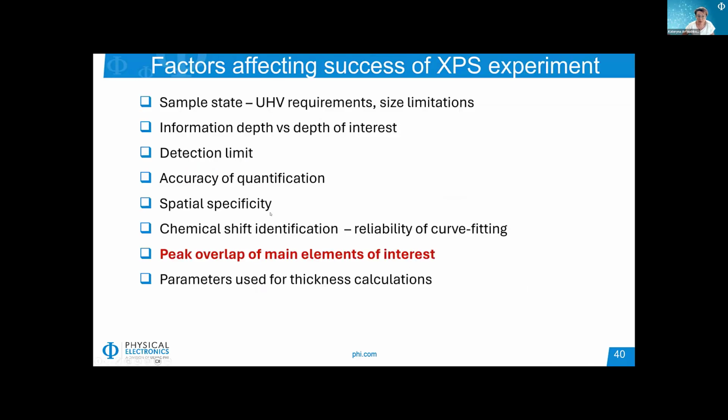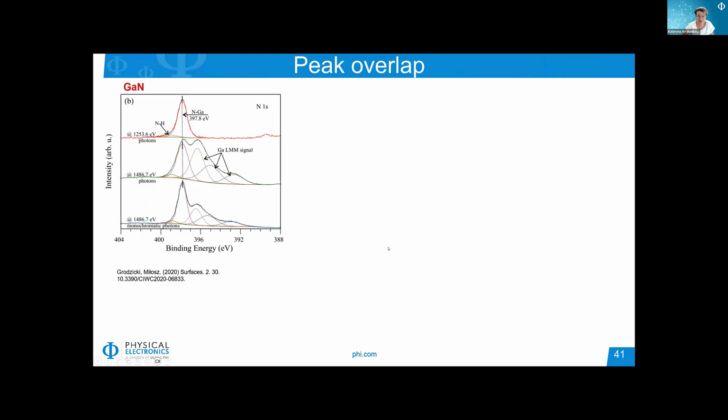So now I'd like to talk about peak overlap of main elements of interest. This is related to curve fitting, but it gets even more complicated. For example, a quite common example is gallium nitride. Gallium nitride has a problem because we have a gallium signal that overlaps with nitrogen 1s, and there is no other nitrogen peak that we can use for quantification.